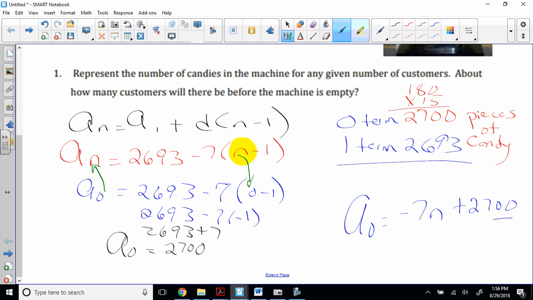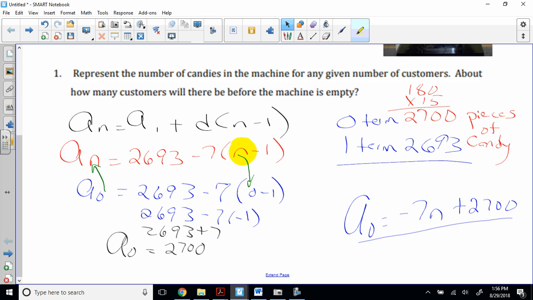Aren't I left with that in terms of 0 term? In the beginning, how many do I have? How are they decreasing? They're decreasing by how much? 7 each time. So that's the slope, right? That's really what you're doing, right? If I were to distribute this, it would be -7n. And of course, -7 times -1 would be a +7. 2693 plus 7 gives me 2700. So it's really not that difficult to get back to a 0 term, right?